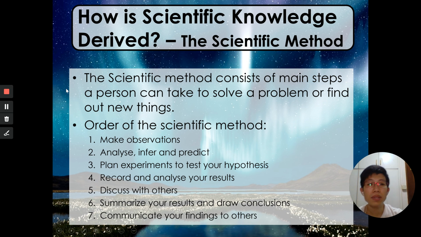Okay, so what are the skills involved, or what are the procedures in order for you to do scientific methods? You make observations, you observe what is happening around you, you analyze, infer, and predict. After that, you plan some experiments to test your hypothesis, to test whether your conclusion is true or not. Hypothesis is what you have concluded based on what you observe, and you decided to give it a test. Record and analyze your results, discuss with others, summarize your results and draw conclusions. And lastly, communicate your findings to others so that everyone can learn about it and improve on the knowledge shared by the whole world.